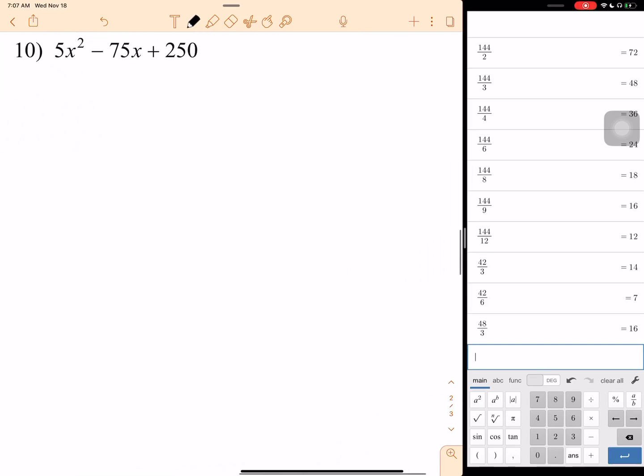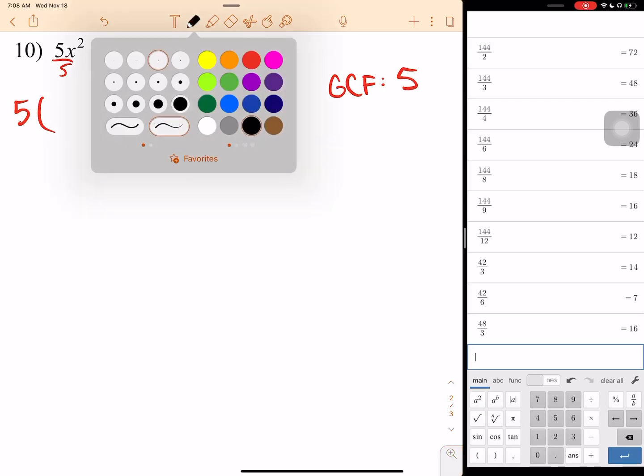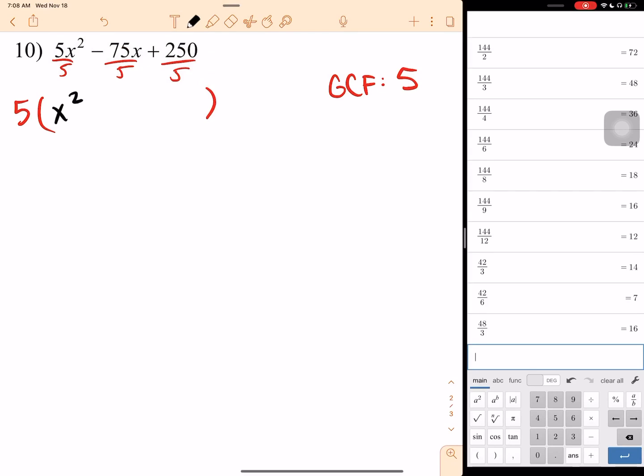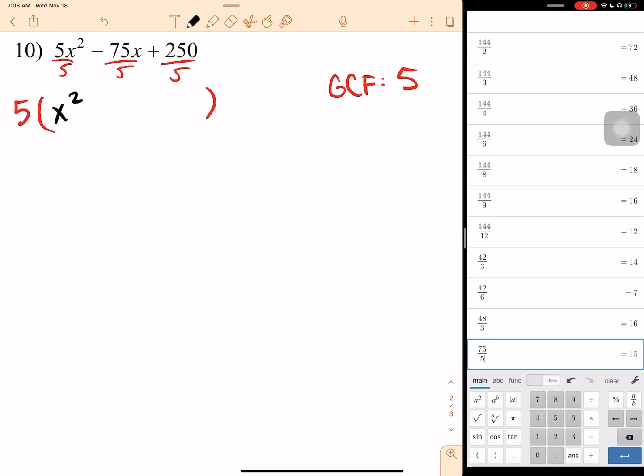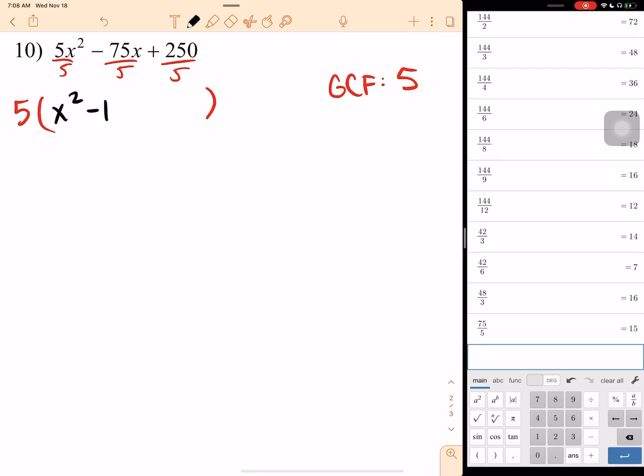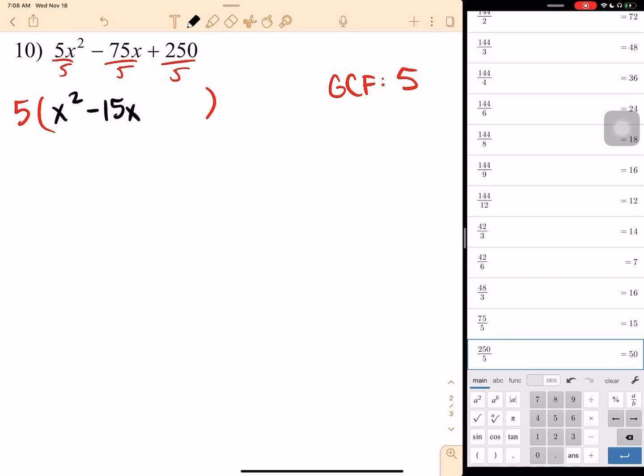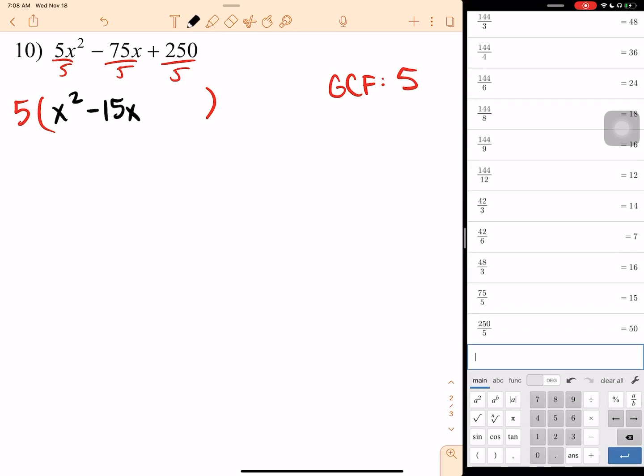This one right away, I know that each of them are divisible by 5. So my GCF here is a 5. If I pull out a 5 here, divide each of these terms by 5, right? So if I have 5x squared divided by 5, I'm left with x squared. 75 divided by 5, I get 15. It's a negative. And then 250 divided by 5, I get 50. So plus 50.